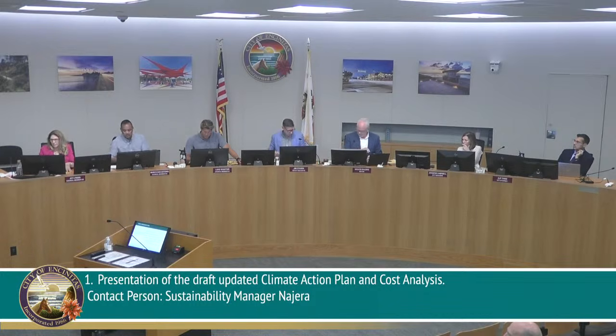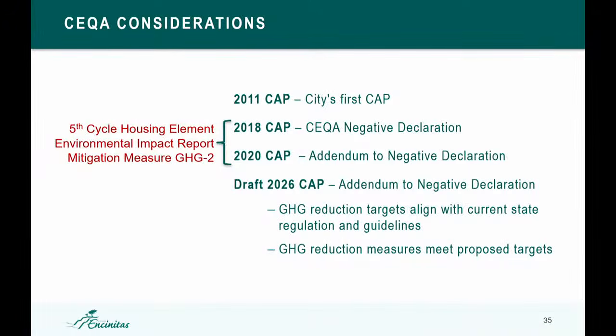And so there was a negative declaration that was determined for the 2018 Climate Action Plan. So that means that there was determined to be no environmental impact as a result of the city's climate action plan. And so with the draft 2026 CAP, it is anticipated that as it's currently proposed, we would be able to do a simple addendum to the negative declaration and be able to similarly declare that there is no environmental impact to the community, no impact to the environment, excuse me.